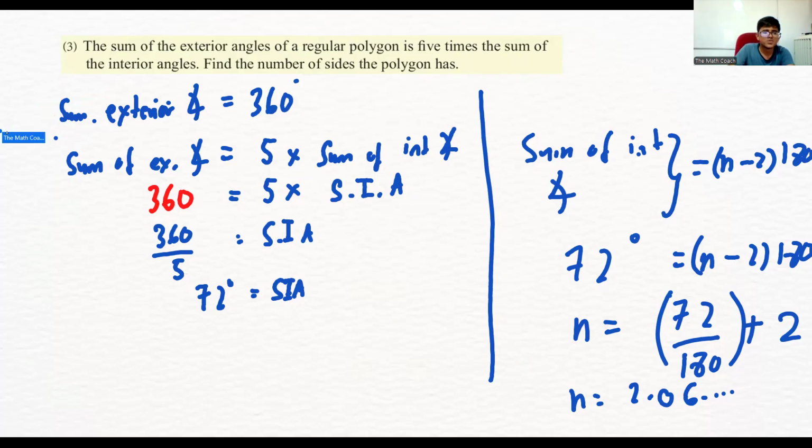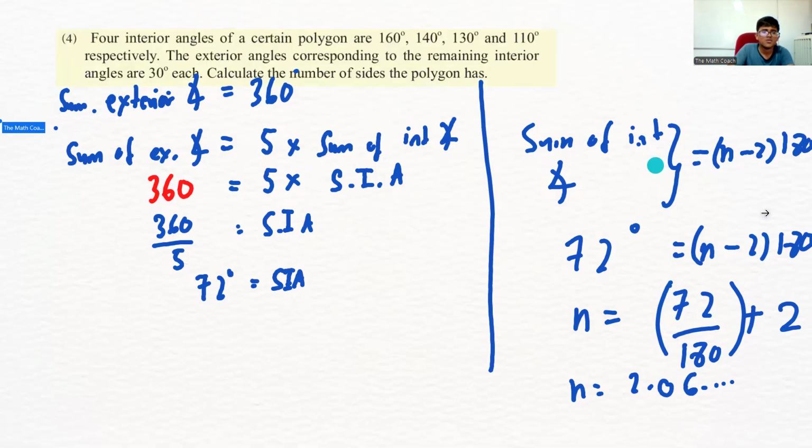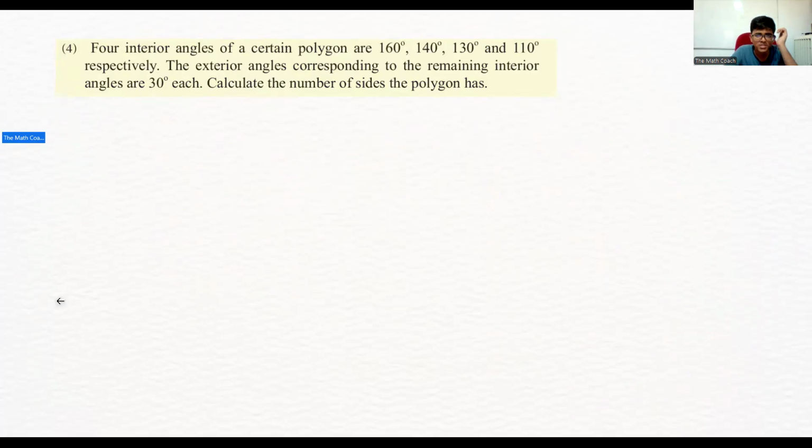Okay, so the next question says that four interior angles of a certain polygon are 160 degrees, 140 degrees, 130, and 110 respectively. The exterior angles corresponding to the remaining interior angles are 30 degrees each. Calculate the number of sides the polygon has. Now, using the previous knowledge, what do you know about this?